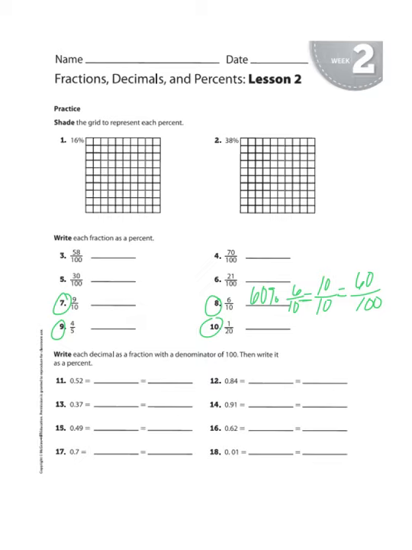And then on the bottom, write each decimal as a fraction with a denominator of 100, then write it as a percent. So these are all, you're going to make them as a fraction over 100. So 52 over 100 is going to be 52%. 0.84 is going to be 84 over 100 and 84%. The ones you probably need to pay attention to are 17 and 18 because of their place value.